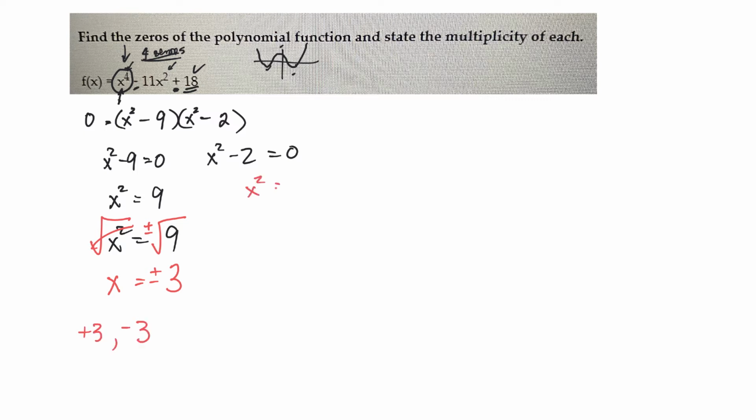Same game with this one. Unfortunately, you can't take the square root of 2, but it's not a complex number or an imaginary number. Square root of 2 is like 1 point something or other. So it'll probably have a crossing. So the question just says, what are the zeros? So if they say, what are the zeros, I would say my answer is that the zeros are 3, negative 3, a positive root 2, and a negative root 2.